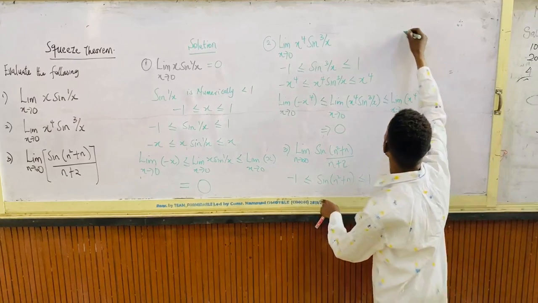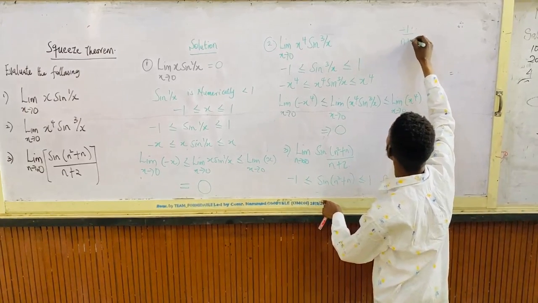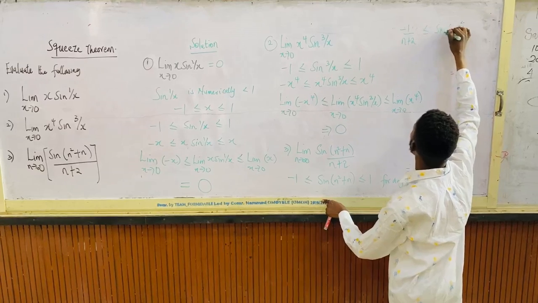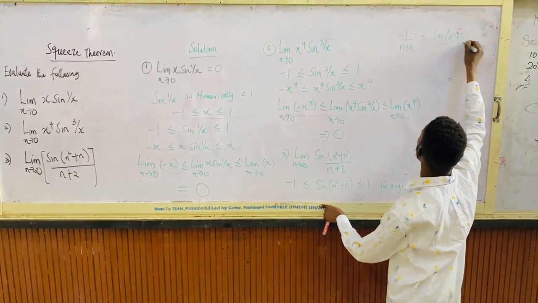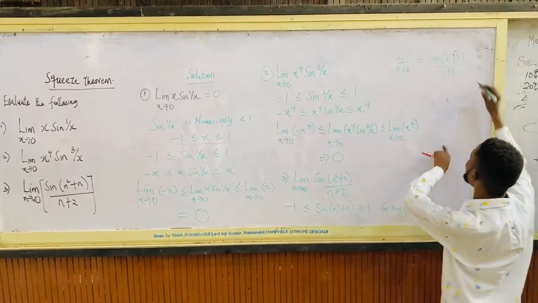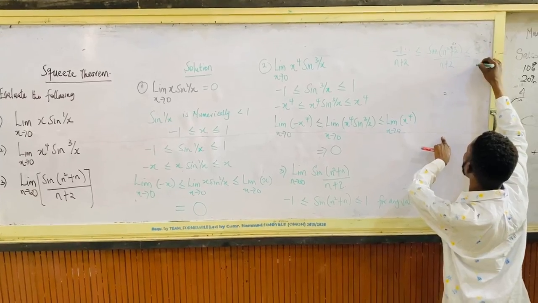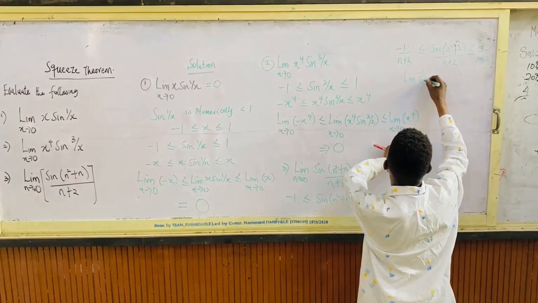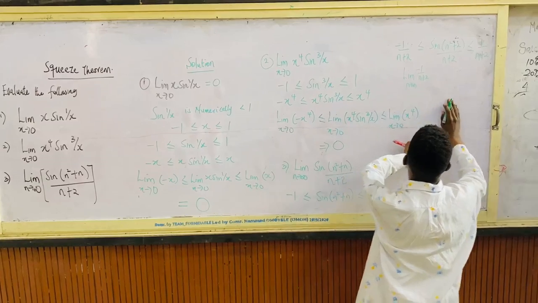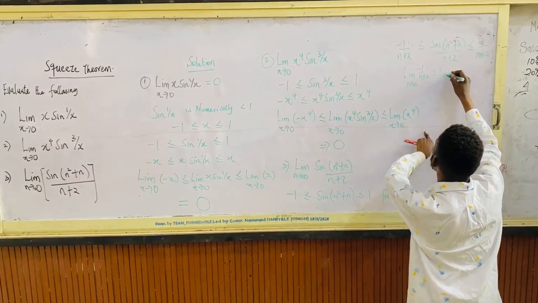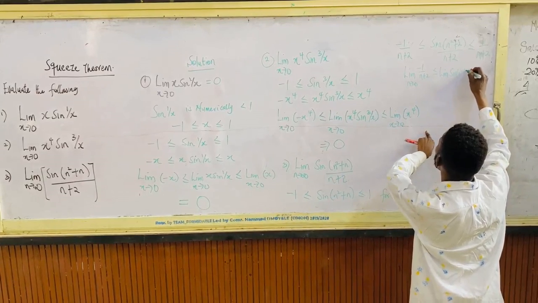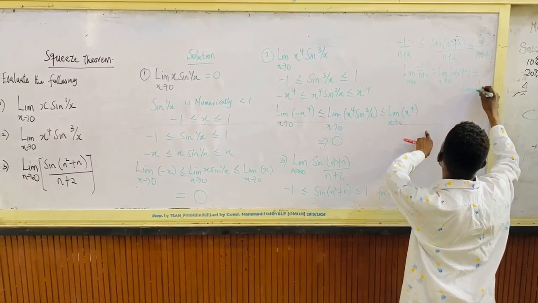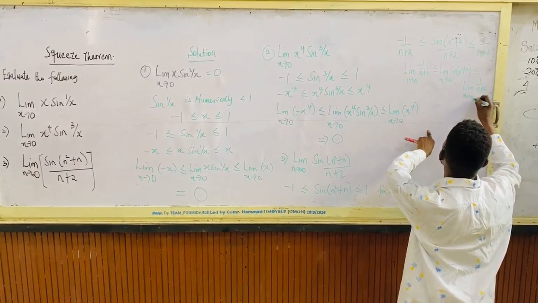So that means minus 1 over n plus 2 is less than or equal to sine of n squared plus n over n plus 2, and less than or equal to 1 over n plus 2. That means the limit of minus 1 over n plus 2 as n tends to infinity is less than or equal to the limit of sine of n squared plus n over n plus 2 as n tends to infinity, which should be less than or equal to the limit of 1 over n plus 2 as n tends to infinity.